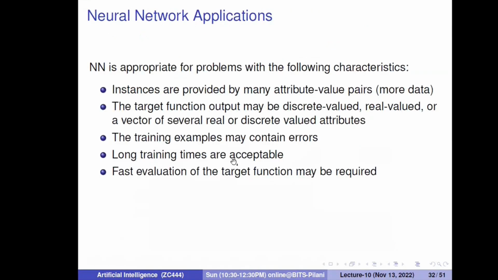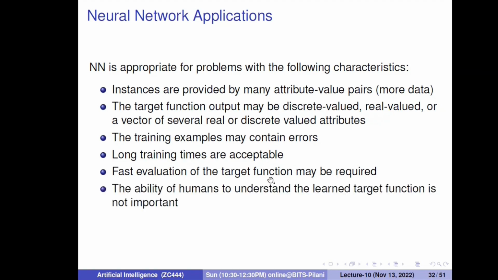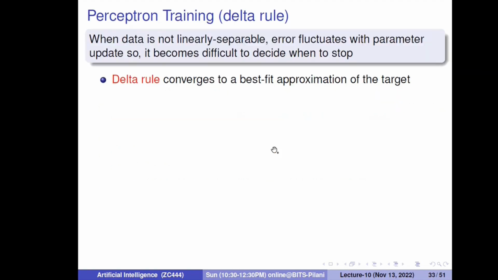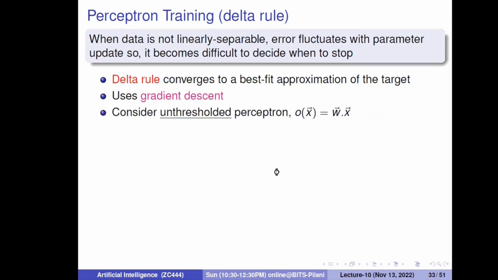Okay, so neural networks are applied when you can provide a long training time, but fast evaluation is needed. For example, in an autonomous vehicle, when something comes in between, the system should immediately apply the brake. However, it takes 1 year to build this system. It is fine for us. And it can also deal with training errors, and that's a very interesting result.